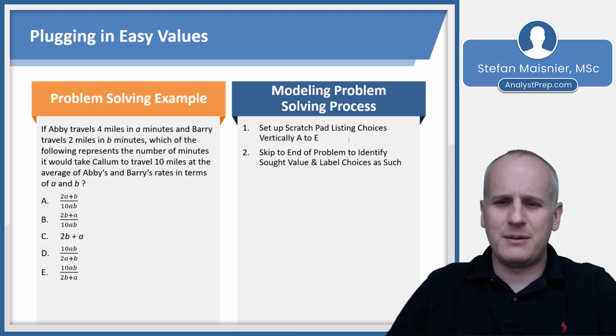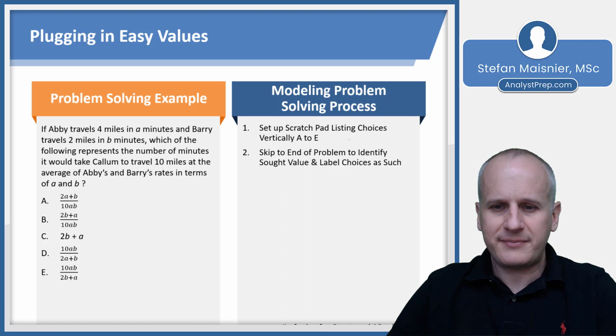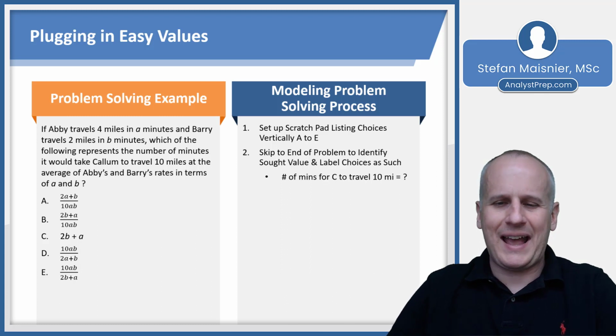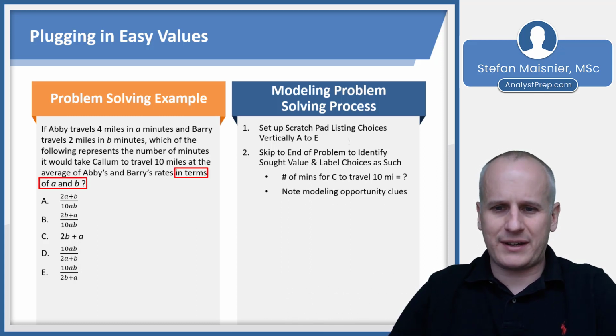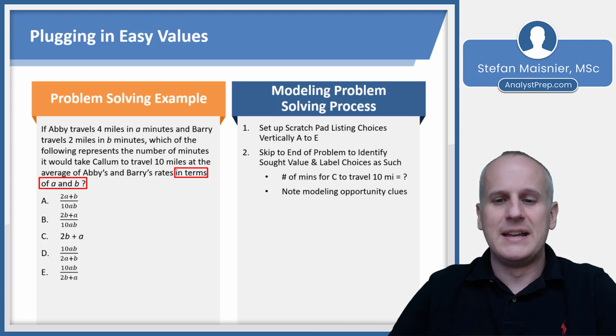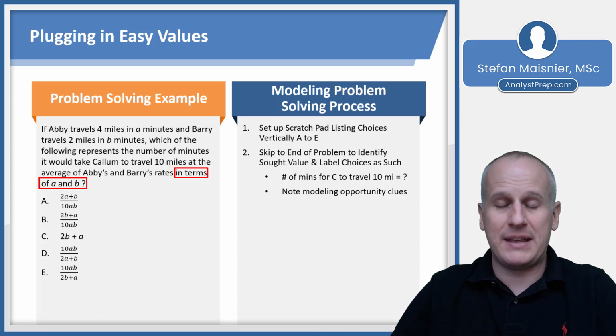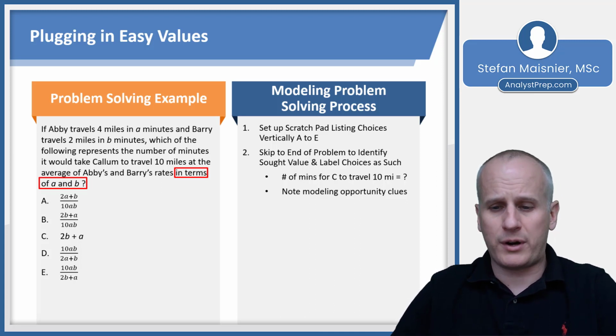Then we skip to the end of the problem to identify the sought value, and we'd, of course, label the choices as the number of minutes for Callum to travel 10 miles. And we note the modeling opportunity clues here. We've got "in terms of A and B," so in terms of all of the variables in the answer choices and in the problem. Even before I start reading from the beginning, I really want to have in mind that a modeling approach might work.